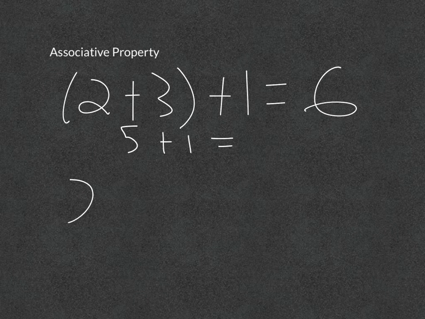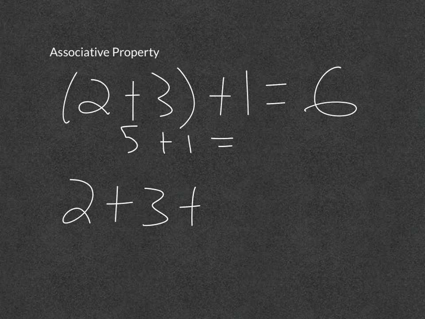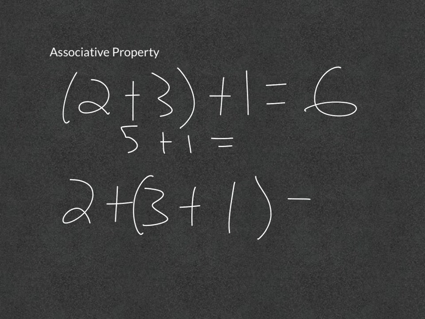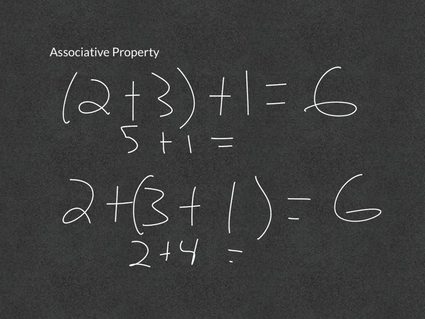Well, we could have also said 2 plus 3, so we're keeping the same order, right? Keeping the same order, but let's change the grouping. Well, then 3 plus 1 is 4, and 2 plus 4 is 6. So it didn't matter how we grouped these numbers because we were adding. The end sum is the same either way. And this is the same.